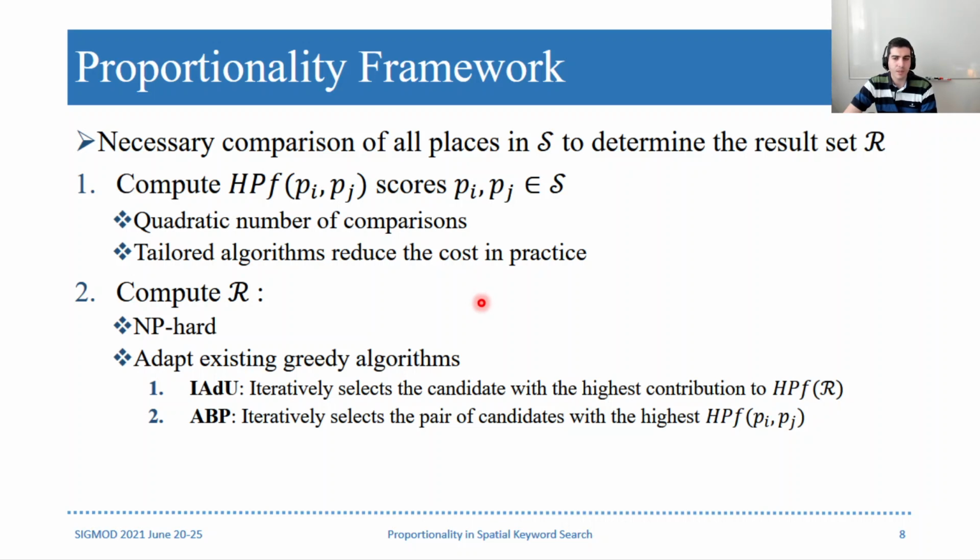For this reason, we adopt two existing greedy algorithms that can approximate the optimal result set. YADU iteratively constructs the result set R by selecting each time the place from S that maximizes the contribution it can make towards the setwise HPF score. On the other hand, ABP greedily constructs the result set R by iteratively selecting the pair of places PI-PJ with the largest pairwise HPF score. Both algorithms use thresholds for faster termination.